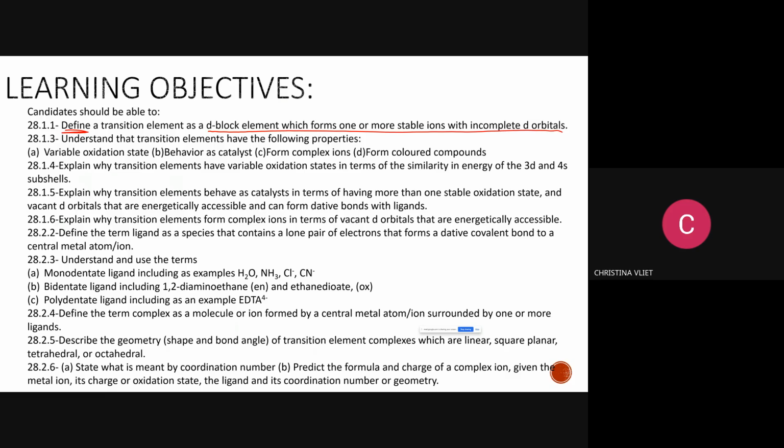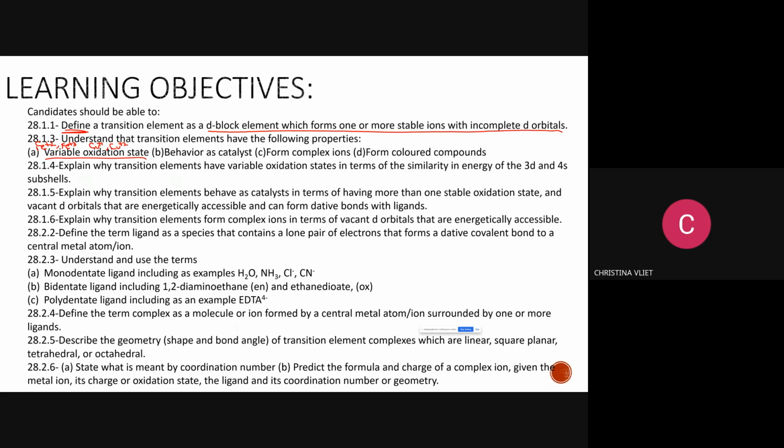All right, so 28.1.3, understand that transition elements have the following properties. They have a variable oxidation state. That means that transition metals, for example, iron can be +2 or +3. A lot of this we're already going to know, that's why I'm breezing through it. So variable oxidation state means, for example, Fe could be +2 or +3. Copper could be +1 or +2.